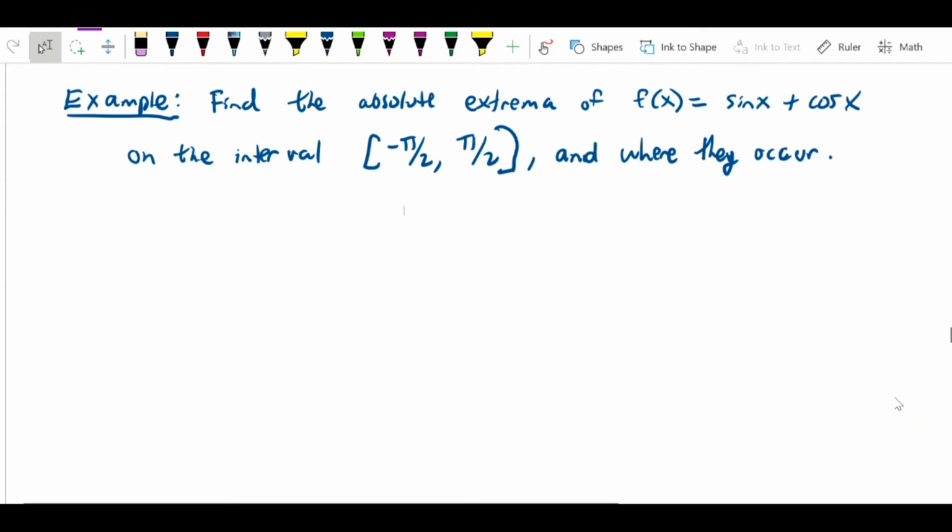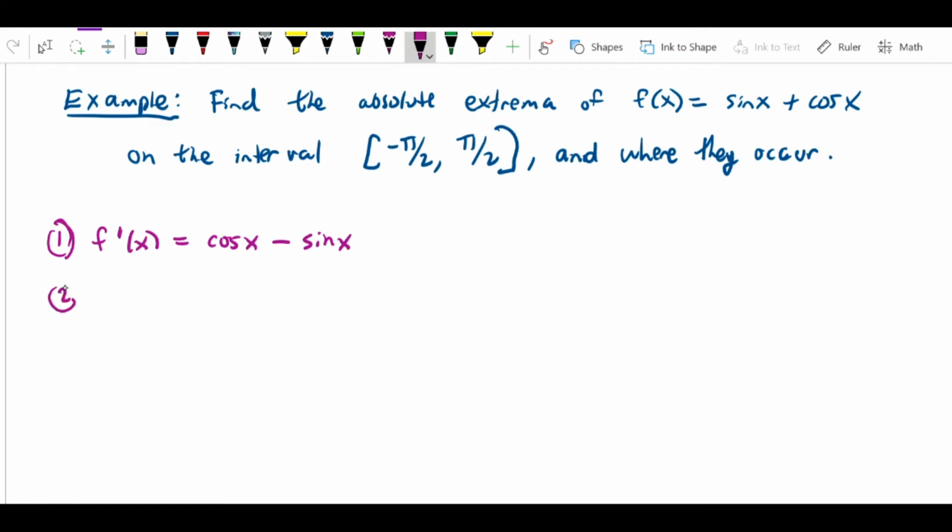So we're going to find the absolute extrema of just a little bit more of a complicated function. We're going to use the function sine x plus cosine x on the interval negative pi over 2 to pi over 2. So as before, what we want to do is find the derivative of f. In this case, f prime of x is equal to cosine x minus sine x.